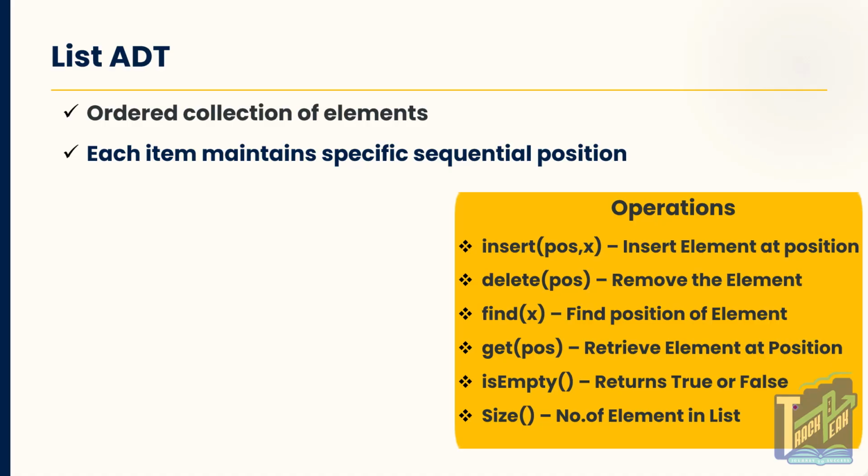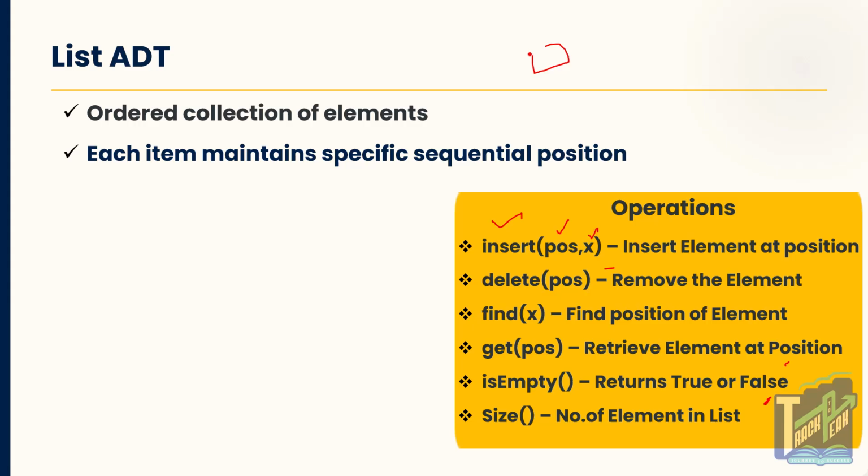Okay, next example, next ADT data type is the list ADT. It is an ordered collection of elements, which means each item maintains a specific sequential position, as well as the operations. Insert takes a position value and an element. So inserting an element at a position is possible in list ADT, and deleting a particular element.